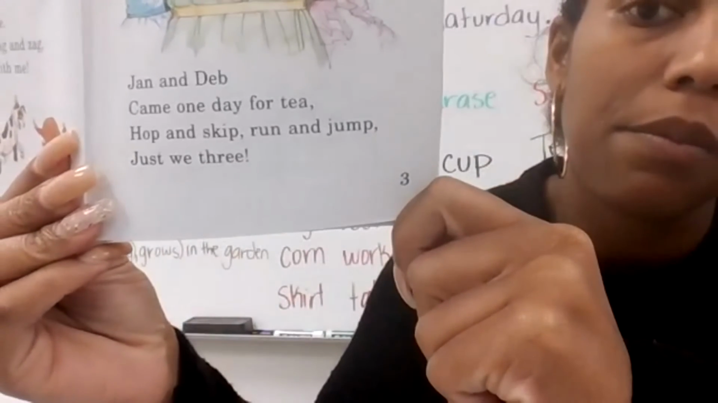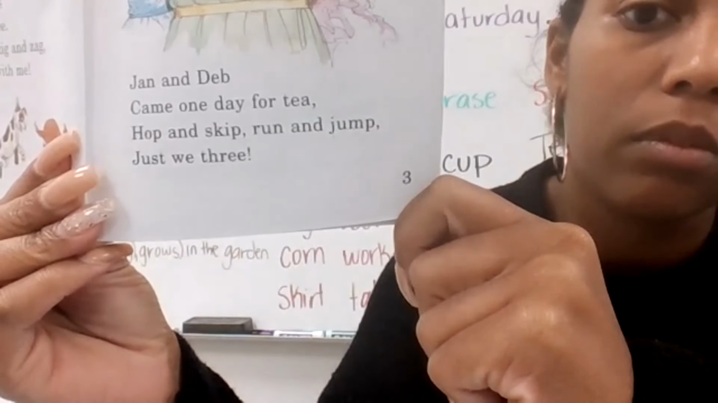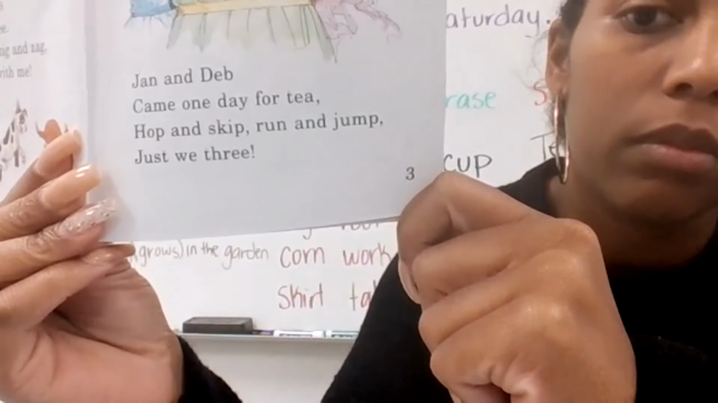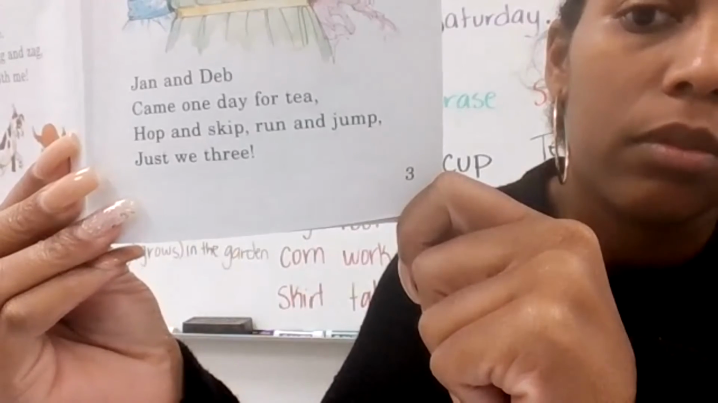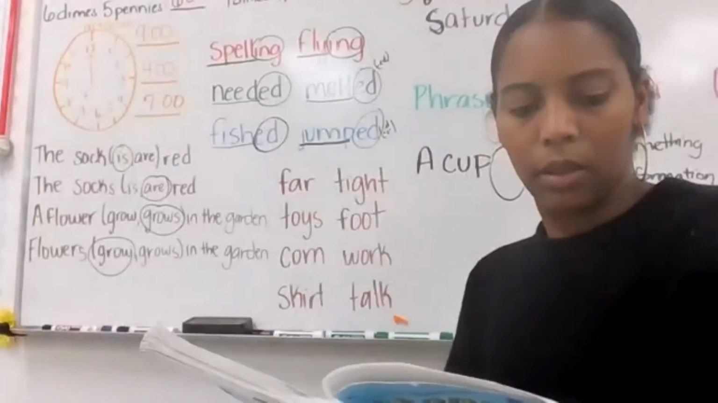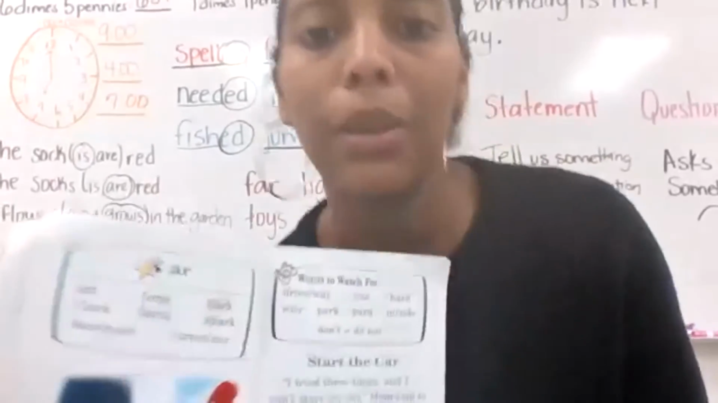Dan and Deb came one day for tea. Hop and skip, run and jump. Just read. Good. Okay. All right, and page 4. So it's just a little poem about them playing.